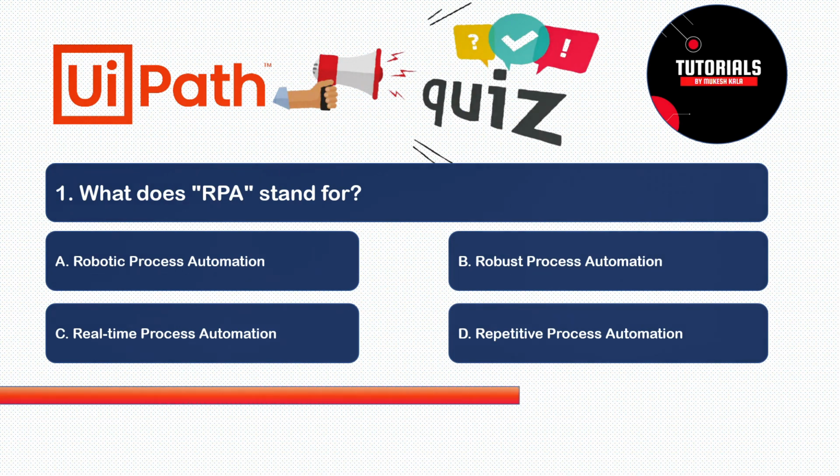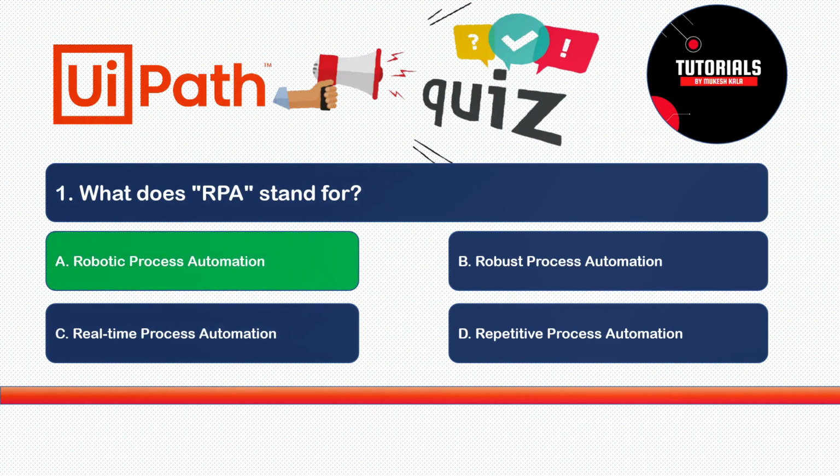Let's see the correct answer. I hope you are able to guess it. And the correct answer is robotic process automation. Okay, so now you have to just keep counting your score. So if you have answered it correctly, you have score of 1. So I would expect that you are not doing any cheating here.